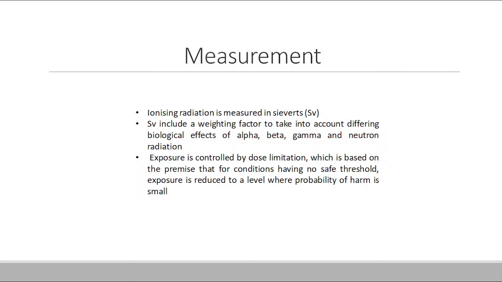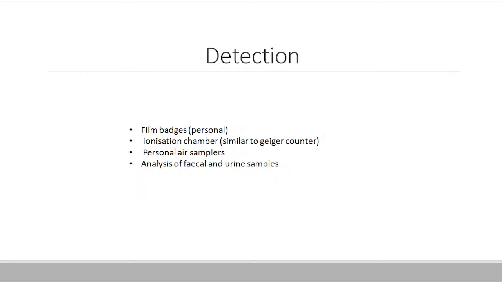Measurement. Ionizing radiation is measured in sieverts. Sieverts include a weighting factor to take into account different biological effects of alpha, beta, gamma, and neutron radiation. Exposure is controlled by dose limitation, which is based on the premise that for conditions having no safe threshold, exposure is reduced to a level where the probability of harm is small. Detection. Personal dosimeters, personal air samples, analysis of fecal and urine samples.